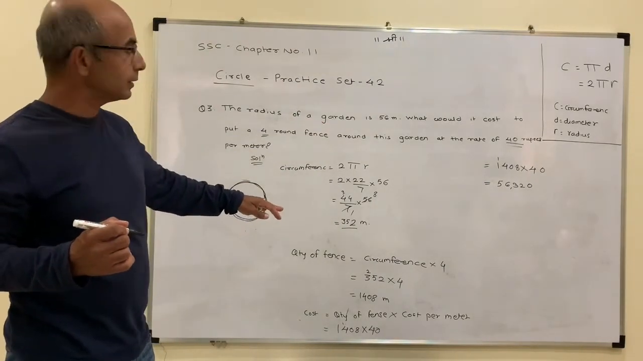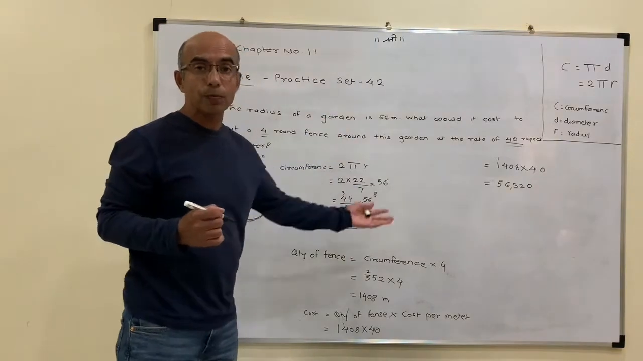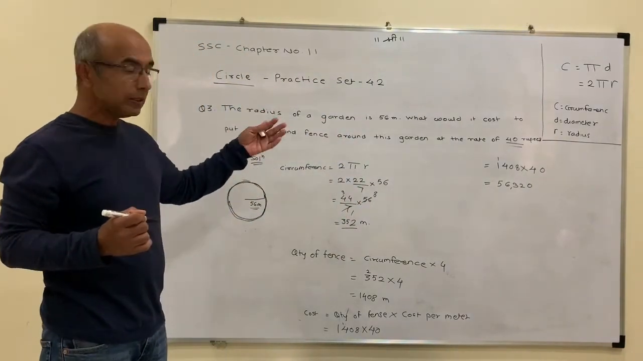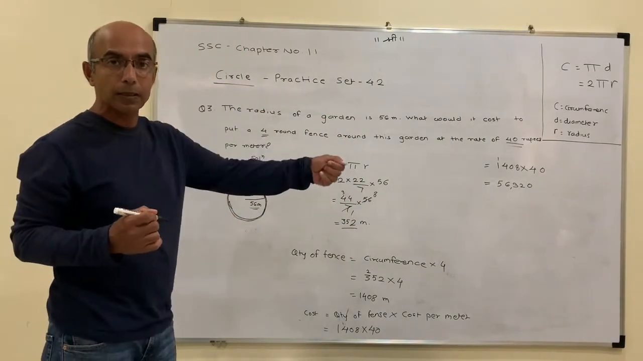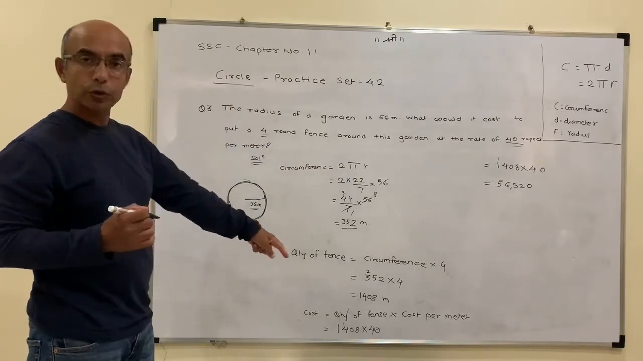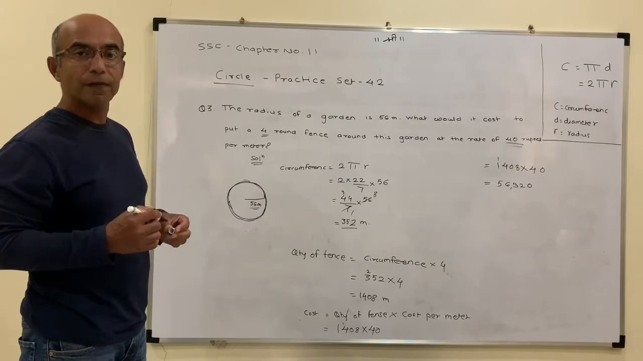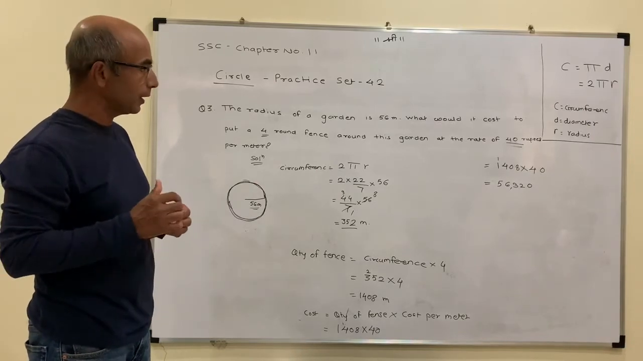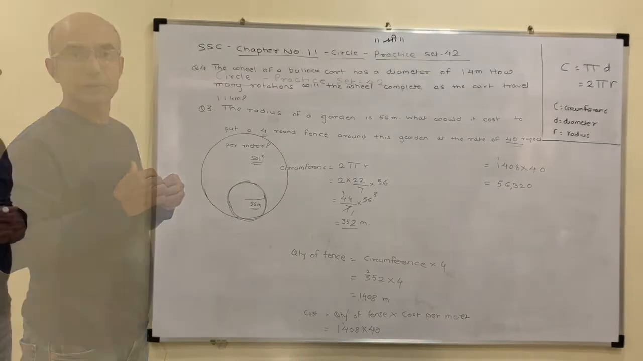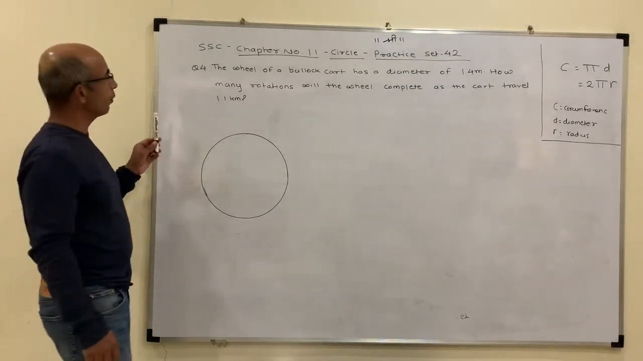Yeah, you need to understand what is to be found. Cost to be found. So the cost is 40 rupees per meter. So we multiply the total meters into 40, and that comes out to be 56,320 rupees. So the question number 4.